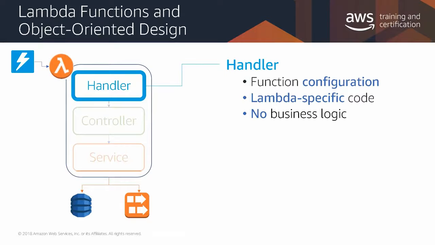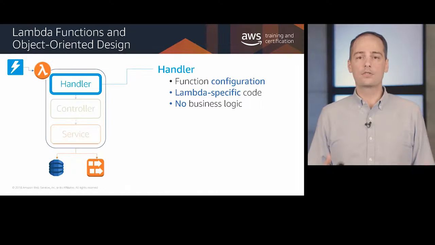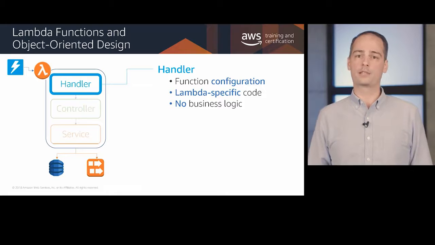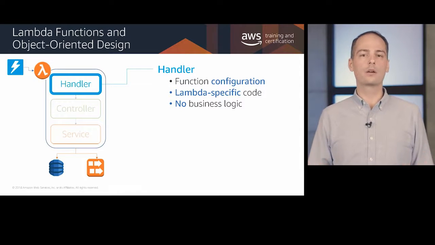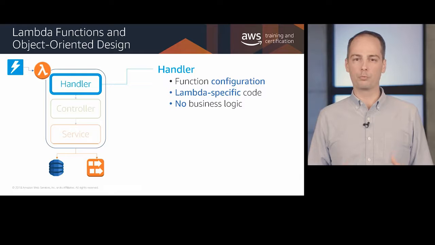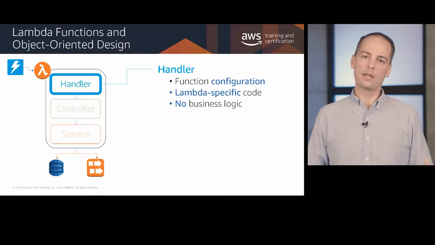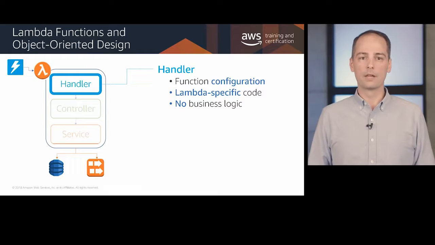A typical layout for a Lambda function might look something like this, where we divide the functionality into multiple layers. It starts with the handler function that we just talked about, where you would set up your function configuration. Any of the Lambda-specific code needed to integrate with the Lambda runtime should go here, but you shouldn't include any of the actual business logic for the function in the entry point itself.